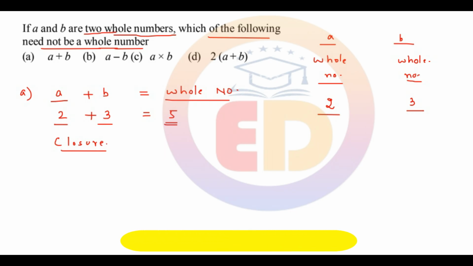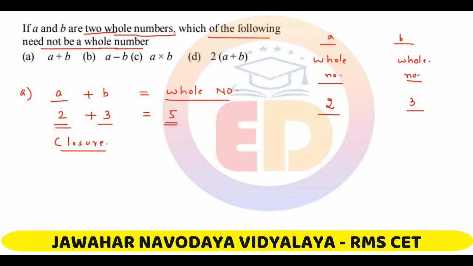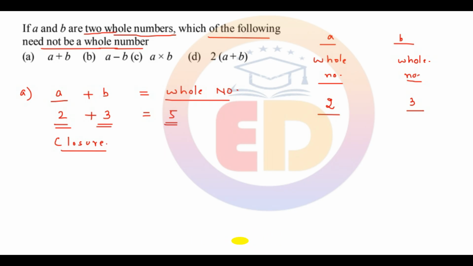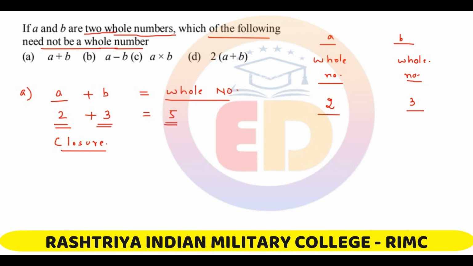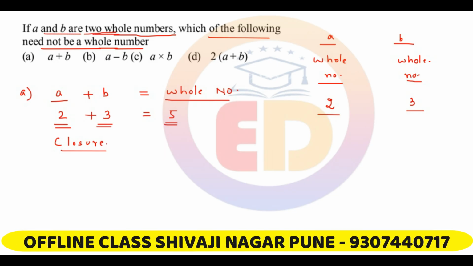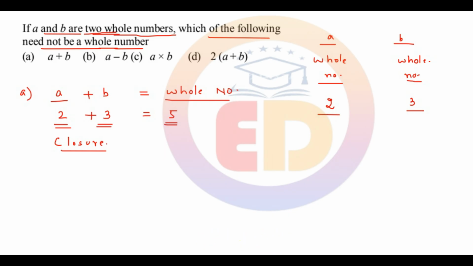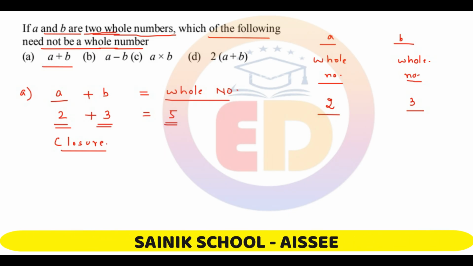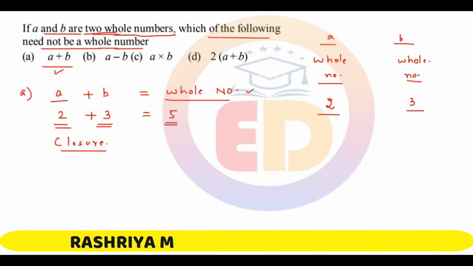अगर हम एक whole number में दूसरा whole number plus करेंगे तो हमेशा हमें whole number मिलेगा. So according to the question and options, if A and B are two whole numbers, अगर A और B दो whole number हैं तो A plus B हमेशा whole number होगा. Statement number 1 is correct. It will be a whole number.